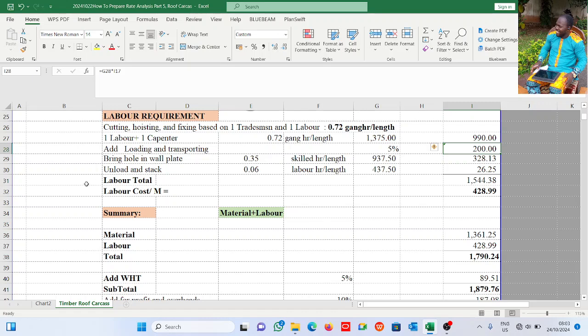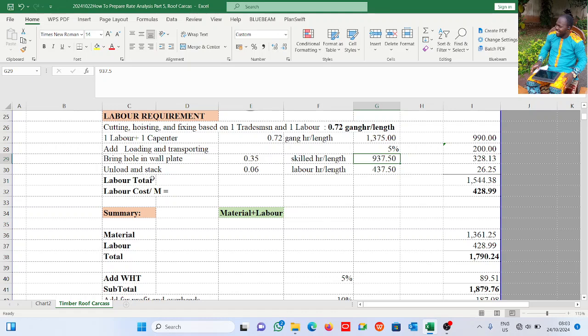So if you bore a hole in the wall plate, it is 0.35 skilled hour per length. Of course, skilled is paid at 37,500. If you divide it by 8, we have 937.5.